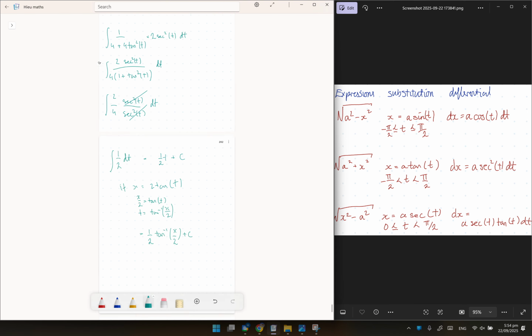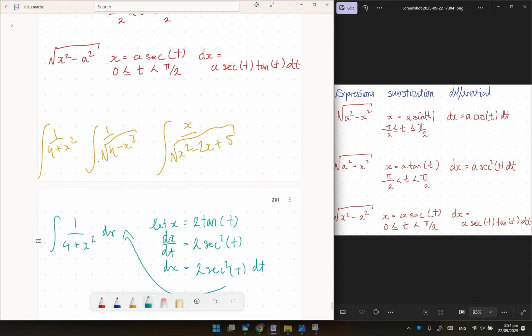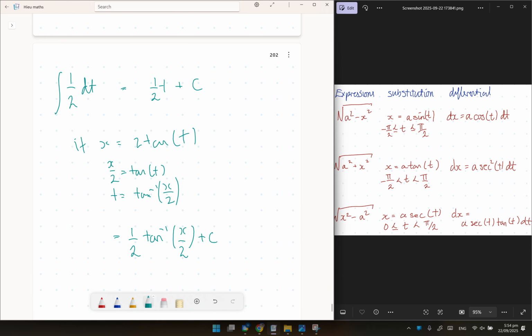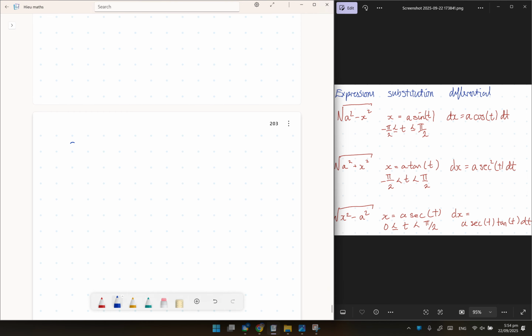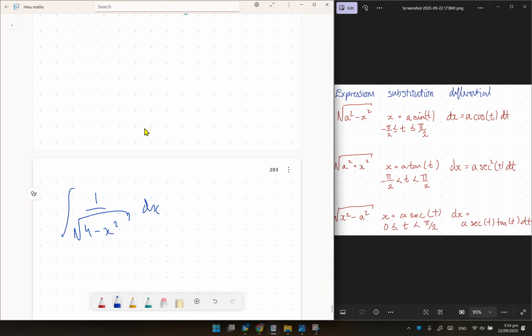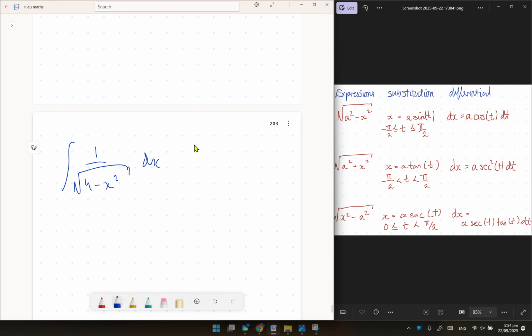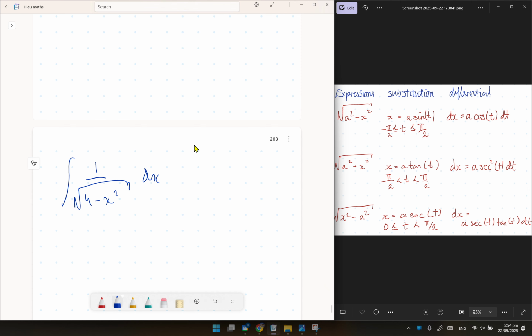The next example we're going to do is the integration of 1 over the square root of 4 minus x squared dx. Looking at the equation, we have 4 minus x squared, so a squared minus x squared right here. We're going to use a sec t dx.